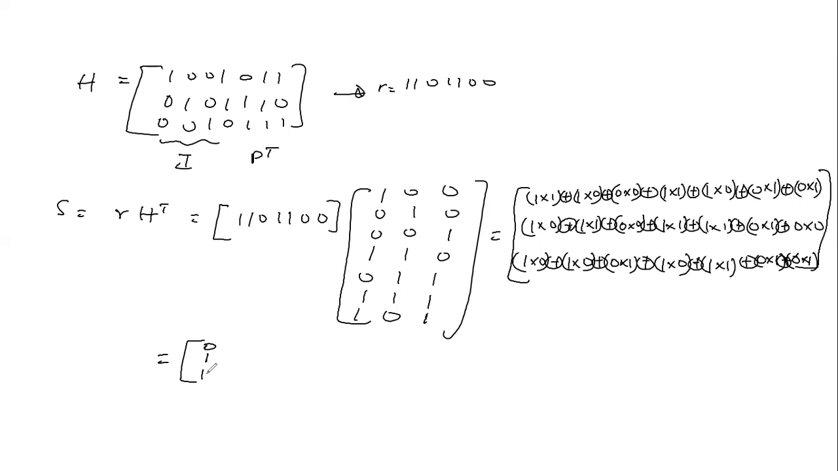1. Whoa. So it means it is a non-zero syndrome. So it means that this was received in error. Okay, but how do we tell the location of the error? Now the syndrome tells us that.